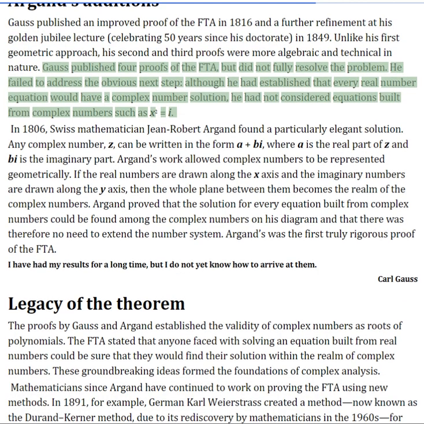Gauss published 4 proofs of the FTA, but did not fully resolve the problem. He failed to address the obvious next step. Although he had established that every real number equation would have a complex number solution, he had not considered equations built from complex numbers such as x equals i.